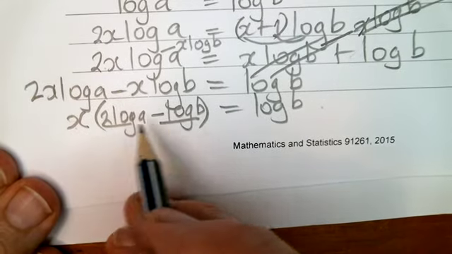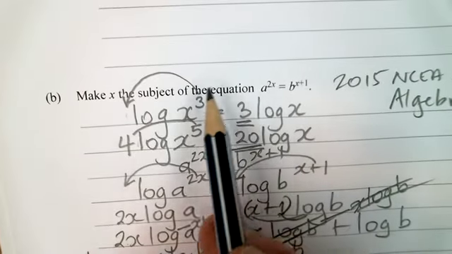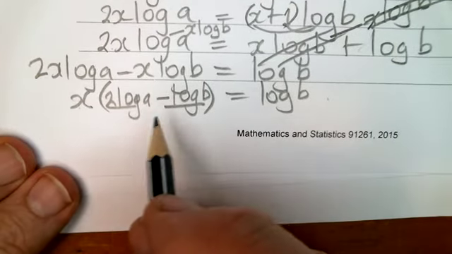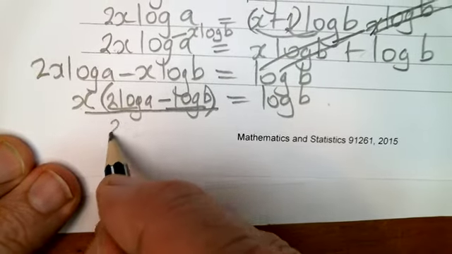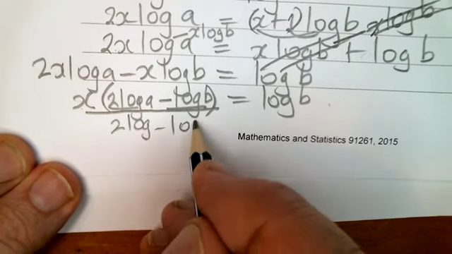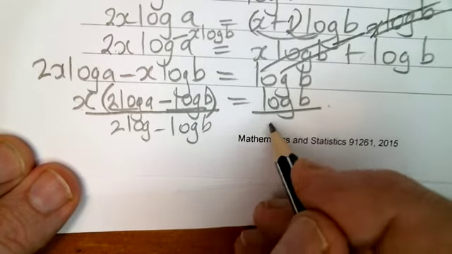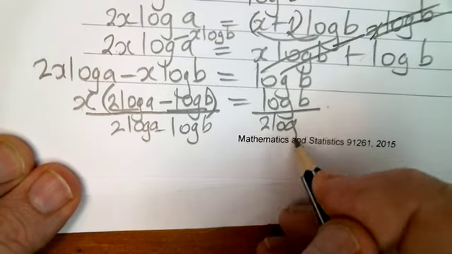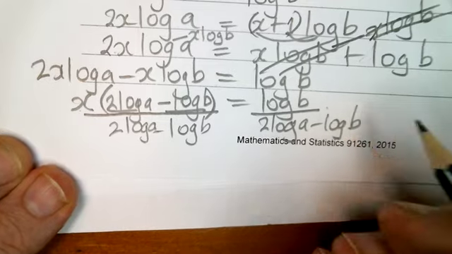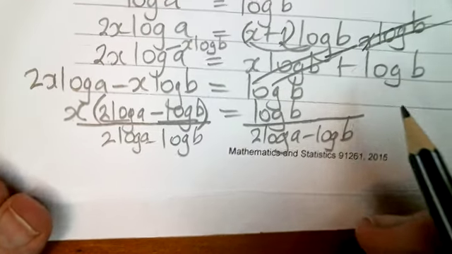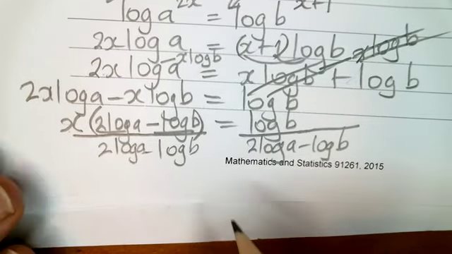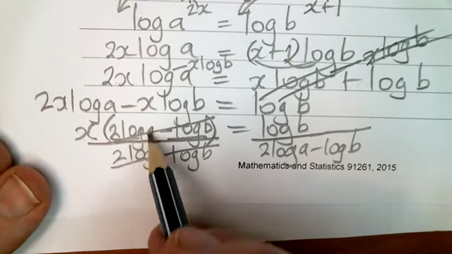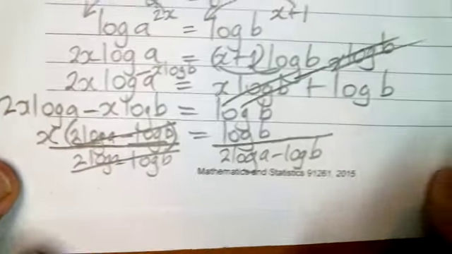So I can get x on its own because the question simply says, make x the subject. There it is. Well, let's make x the subject. So all I'm going to do is divide both sides by 2 log a minus log b. Divide by 2 log a minus log b. And you could probably put it in brackets, but as long as it's on the lower side of the vinculum, it really doesn't matter too much. So I'm now just going to cross all that out because this divided by this is 1, leaving me with x, and I'll write it over here.